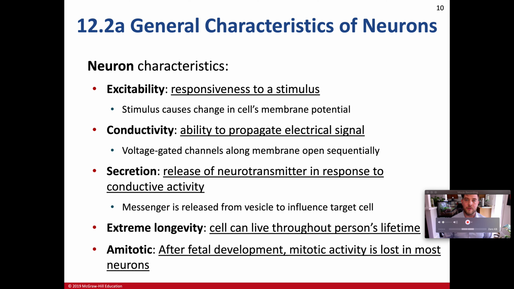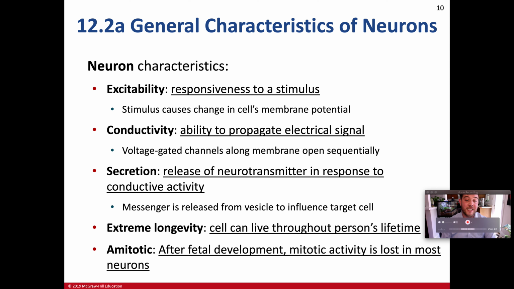So extreme longevity comes with some caveats, in that they can create new connections between each other, but it takes a long time. So getting into the parts of a neuron. Neurons have a cell body, what they call the soma. It has a plasma membrane enclosing its cytoplasm. They call the cytoplasm in neurons the perikaryon specifically. So normal stuff, cytoplasm, plasma membrane.